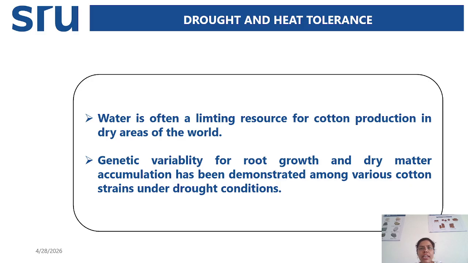And next is drought and heat tolerance. That is breeding for abiotic stress resistance. Generally, water is the limiting resource in cotton in dry, rain-fed areas. So during that time, the cotton yield will be affected.